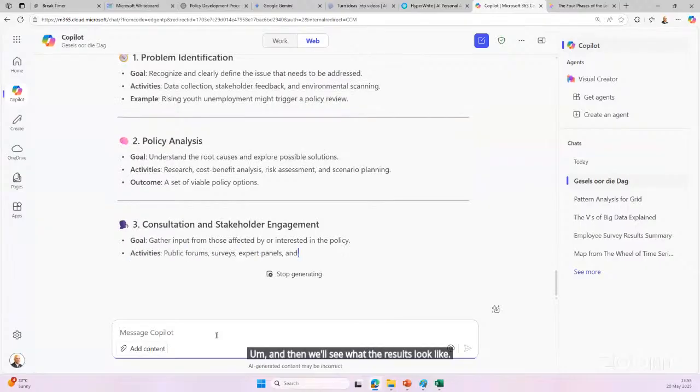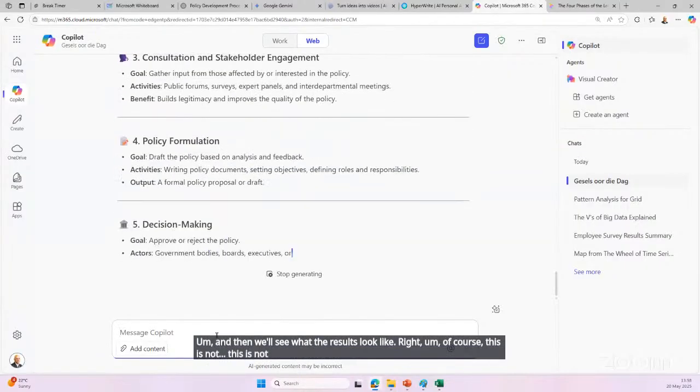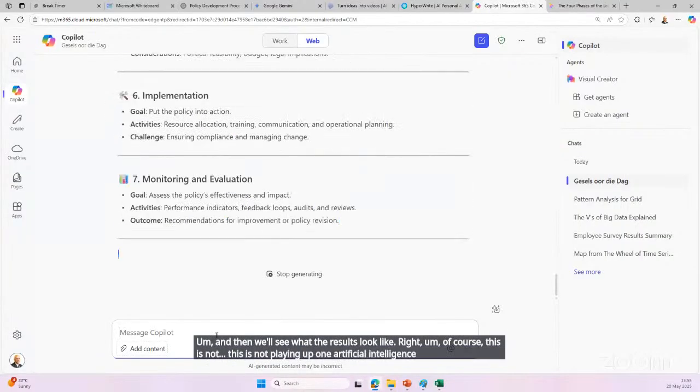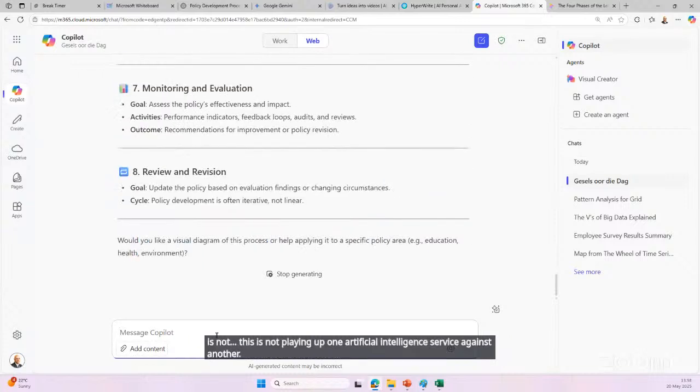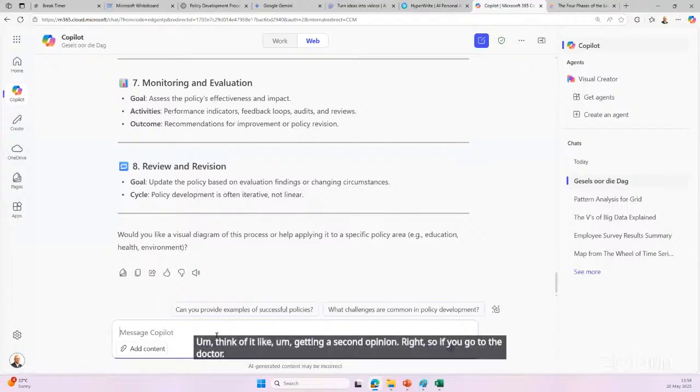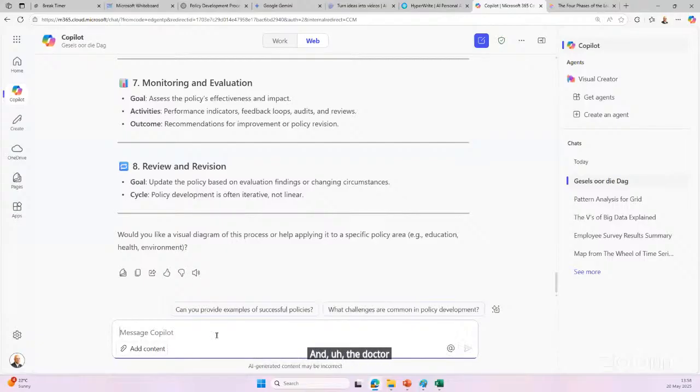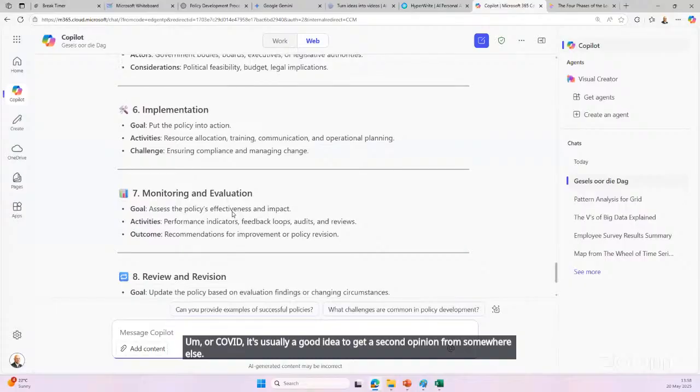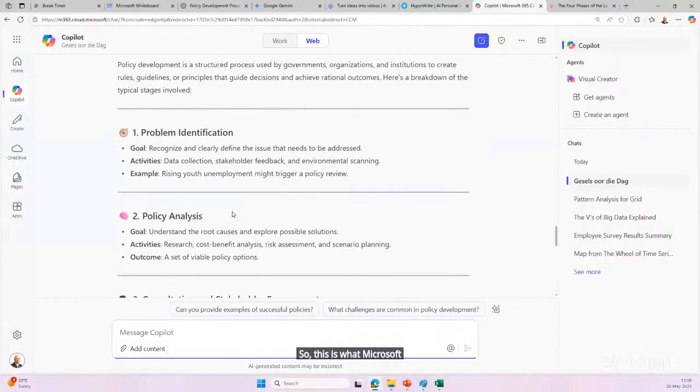Of course, this is not playing one artificial intelligence service against another. Think of it like getting a second opinion. So if you go to the doctor and the doctor diagnoses you with having malaria or COVID, it's usually a good idea to get a second opinion from somewhere else. So this is what Microsoft Copilot has to say.